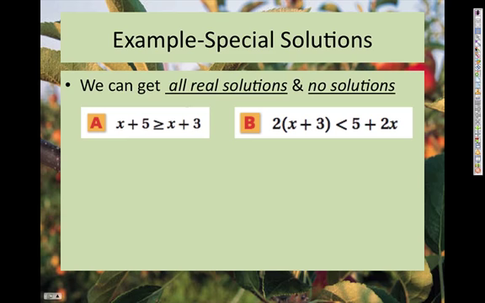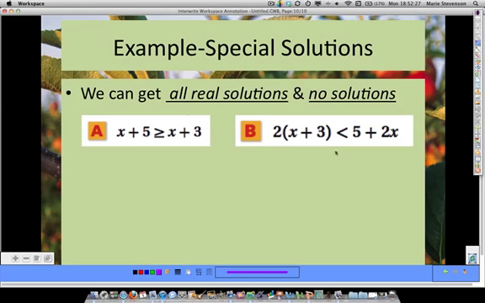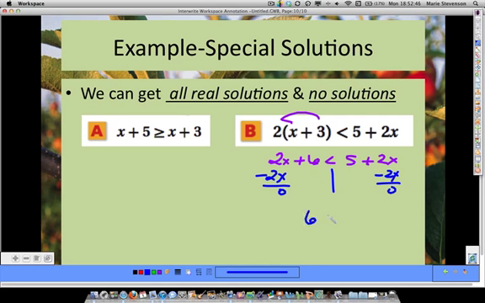So now let's try this one right here. Alright, so in this case I have to do distributive property here. So I get 2x plus 6 less than 5 plus 2x. Notice my 2x's are identical on both sides. That means they eliminate each other. And I'm left with a statement, 6 less than 5. So now, is 6 less than 5? No, it's not. So the answer here is no solutions.